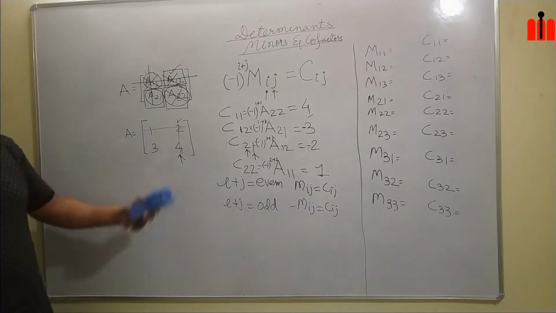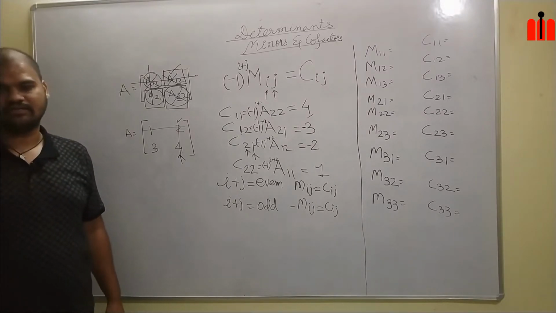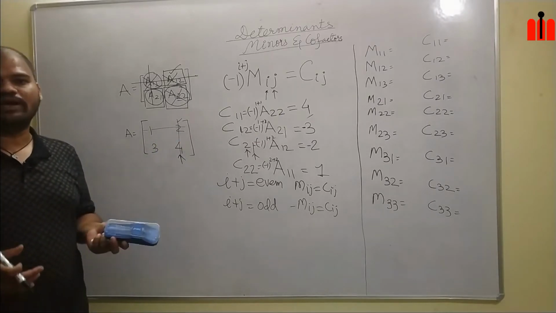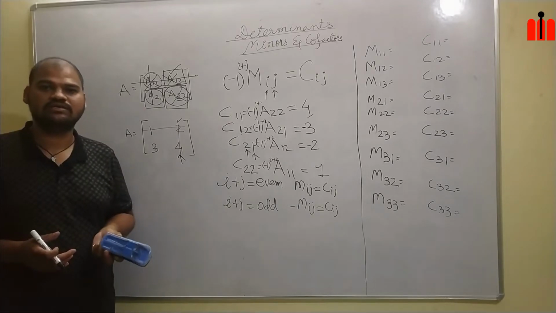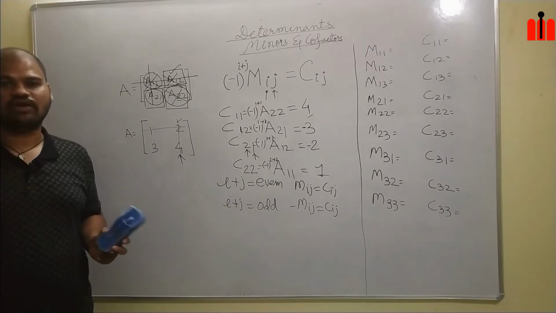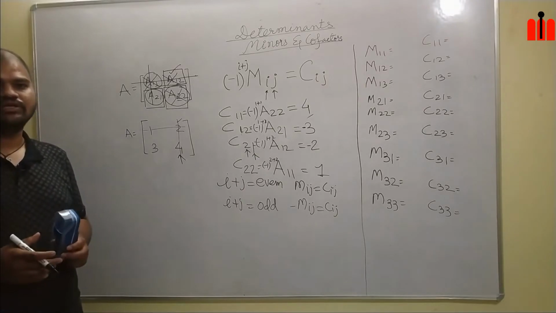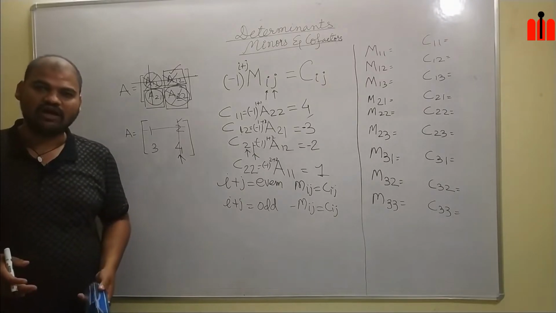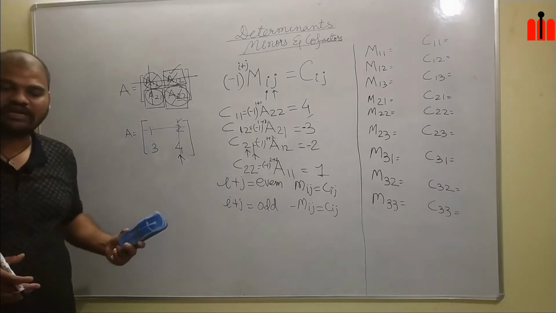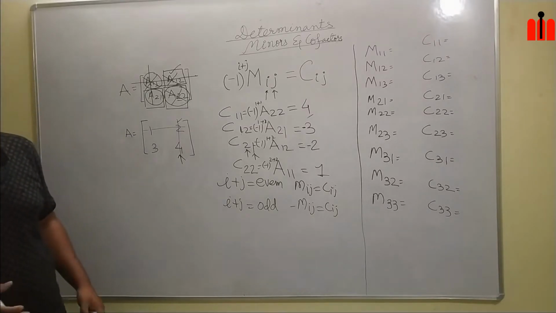Understood? So this is what minors and cofactors are for a matrix, right? What we had done here, we had taken a 2 by 2 matrix and derived how minors and cofactors are calculated for a 2 by 2 matrix, right? Now just have a look at the notes. After that we will take one 3 by 3 matrix and we will see how minors and cofactors are calculated. Okay.